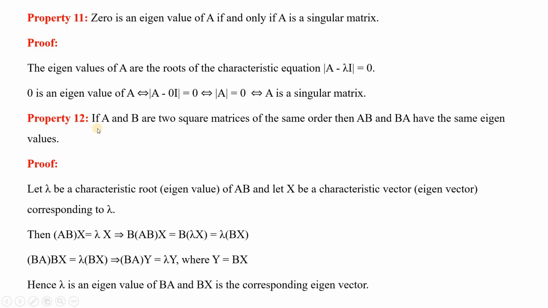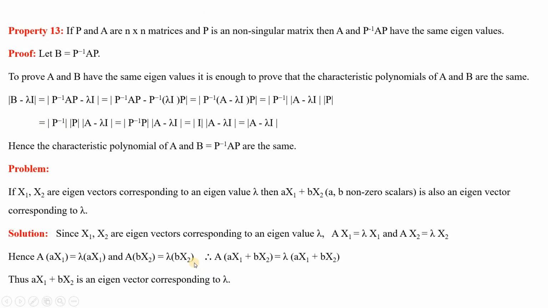In property 12, we will say that if A and B are two square matrices of the same order, then AB and BA have the same eigenvalues. We take lambda as a characteristic root of AB and x as the characteristic vector corresponding to lambda. So ABx equals lambda x. Multiplying by B on both sides, we get BA Bx equals lambda Bx. By putting y equals Bx, we get BA y equals lambda y. So lambda is an eigenvalue of BA, which implies lambda is an eigenvalue of both AB and BA. So they have the same eigenvalues.